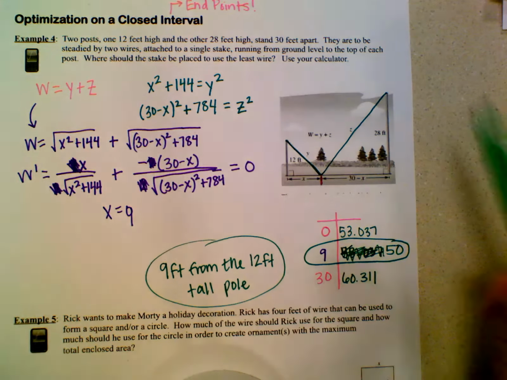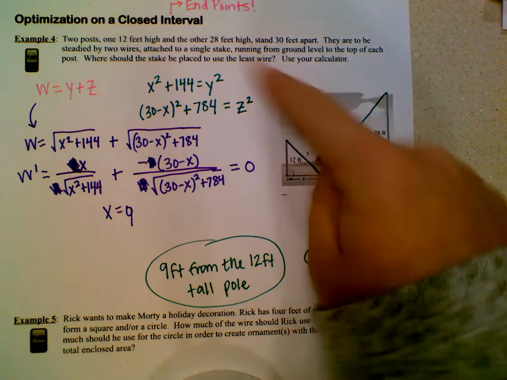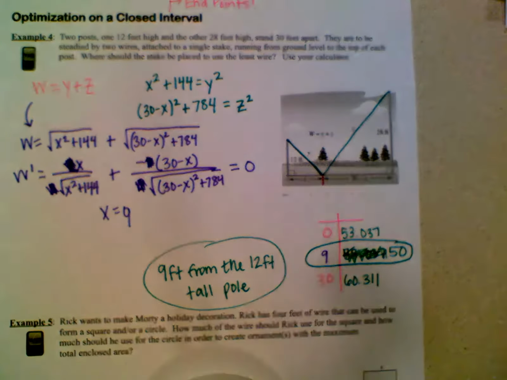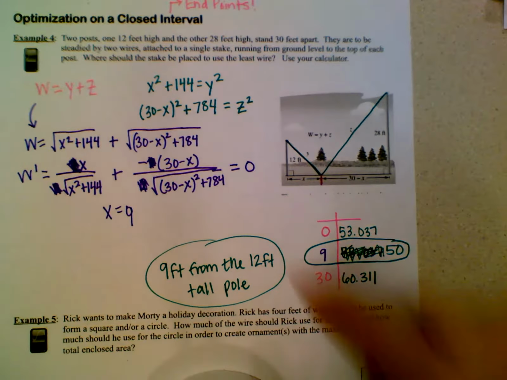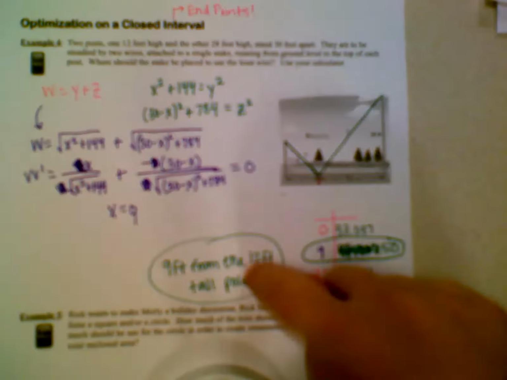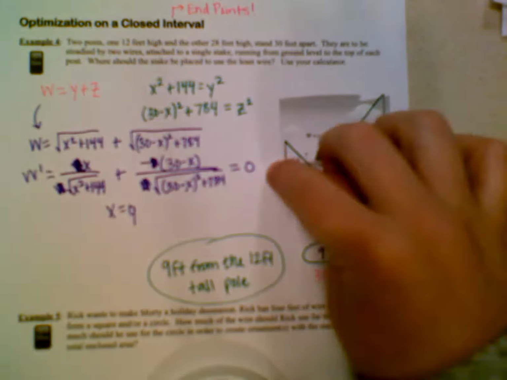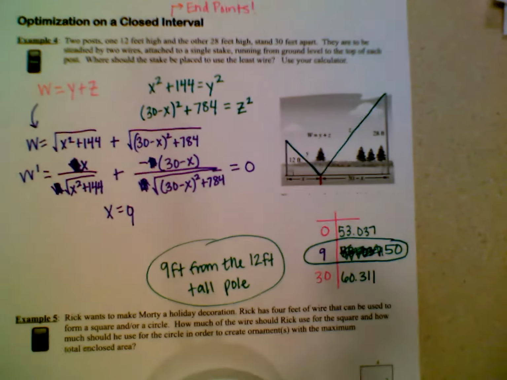And I specifically said not just 9 feet because in terms of the context of the problem, 9 feet from where? Was it this pole or this pole? So when I said my answer, I was very clear: 9 feet from this pole will make it the minimum amount of wire.